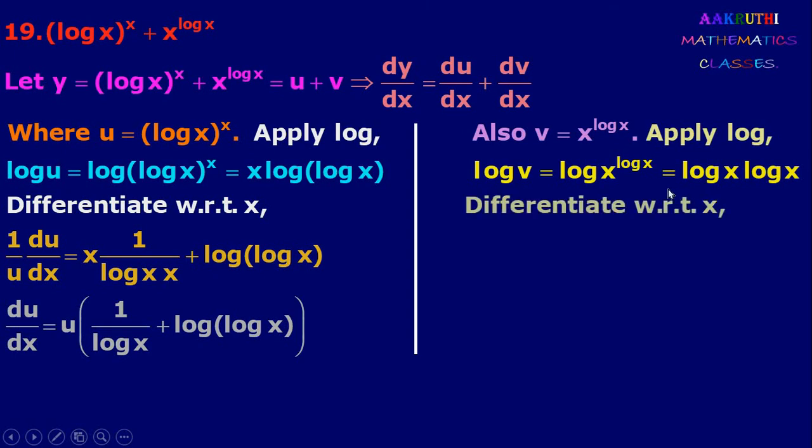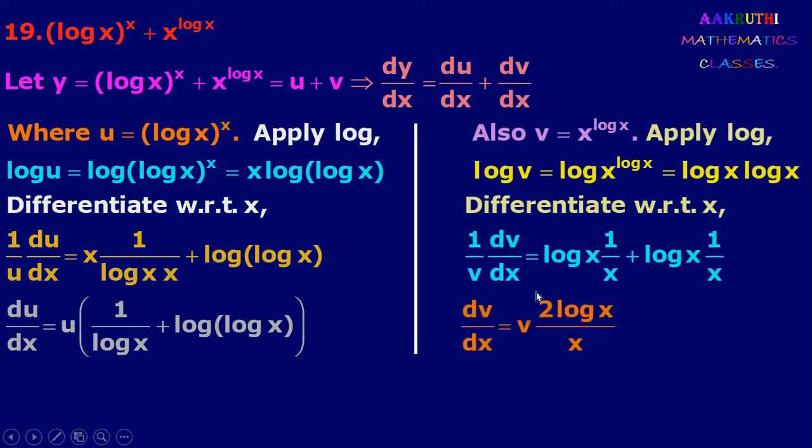Now differentiate with respect to x. Log v differentiation is 1 by v into dv by dx. Now here log x into log x, it is uv rule. So first function is log x, and log x differentiation is 1 by x. Again second function is log x. Write log x as it is and differentiate log x. Log x differentiation is 1 by x. We can add this: log x into 1 by x plus log x into 1 by x is 2 log x divided by x. Therefore dv by dx is v into 2 log x divided by x.